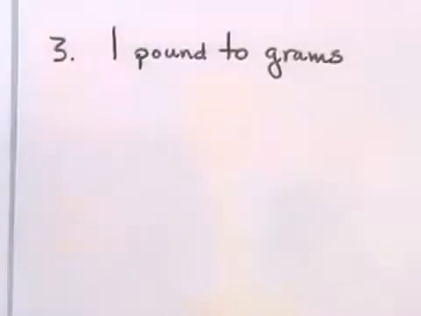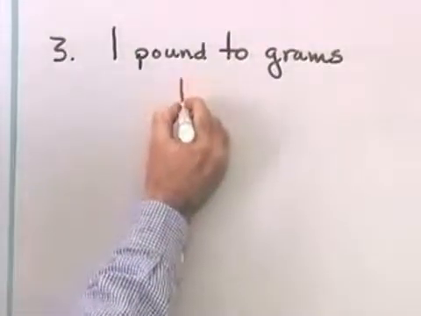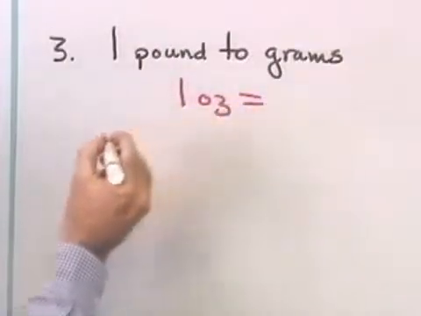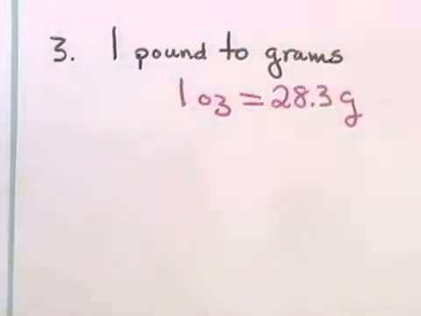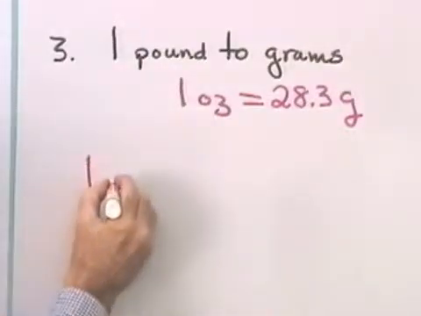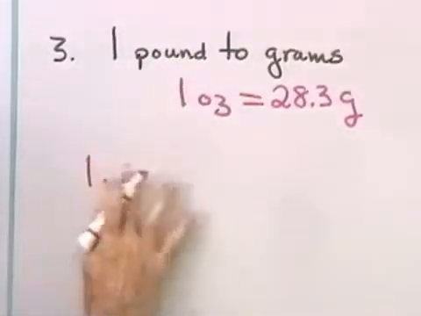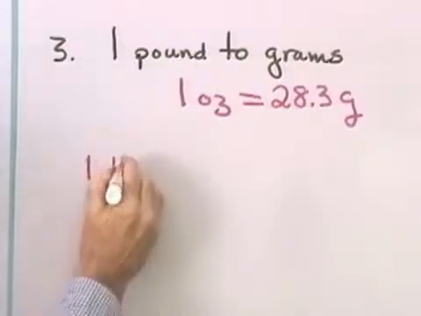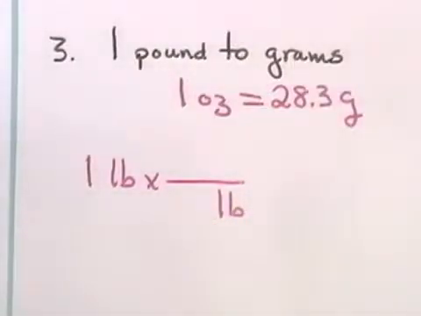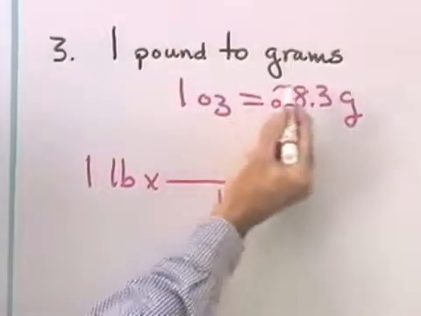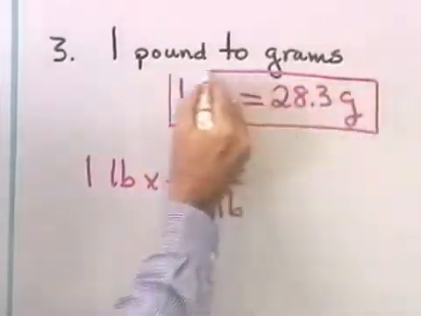Let's look at our next problem. We have 1 pound, and we want to convert that to grams. So I want to convert pounds to grams, and this is what I know. 1 ounce is equal to 28.3 grams. So I'm going to start with pounds and end up with grams. So I start with 1 pound, and then I want to multiply by a conversion factor that's going to allow pounds to divide out. And see, if I go from pounds to ounces, then I can go from ounces to grams with this relationship right here.